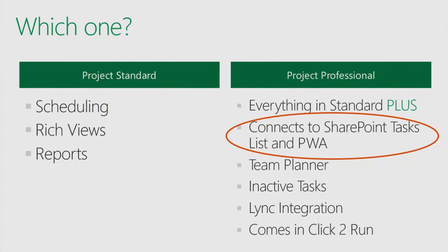The other difference is you have your Team Planner there. Inactive Task is a Pro-only feature. The new Lync integration that you might have seen some of the dots going by as I was demoing, that's all Pro-only. And it comes in Click-to-Run, which is the same as saying Project Pro for Office 365. It's the whole Office streaming.